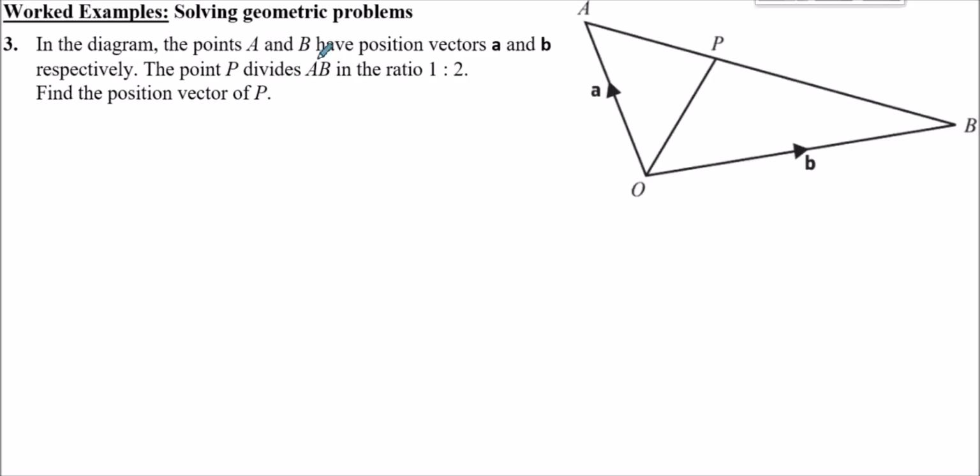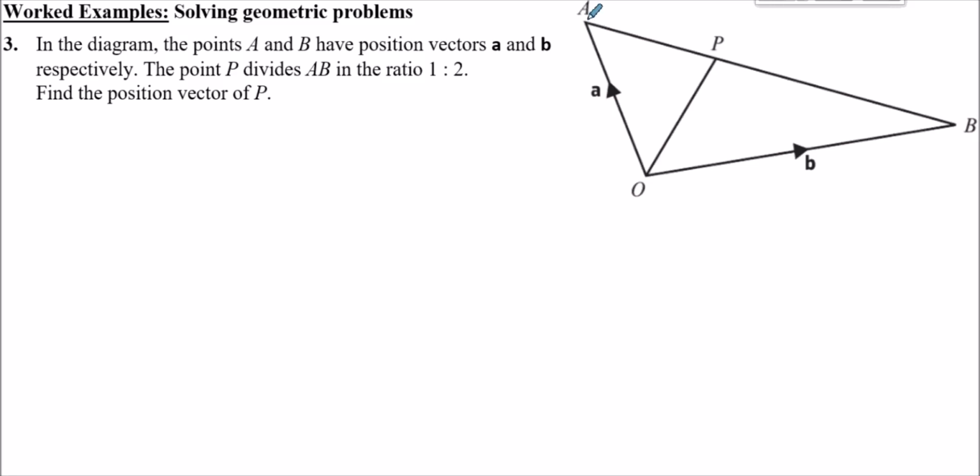Question 3. We're now going to move on to solving geometric problems. So we have a diagram here. In the diagram, the points A and B have position vectors A and B respectively. The point P divides AB in the ratio 1, 2. Our task is to find the position vector of P. So for this one, we need to take the information we've been given here, that P divides AB in the ratio from 1 to 2.